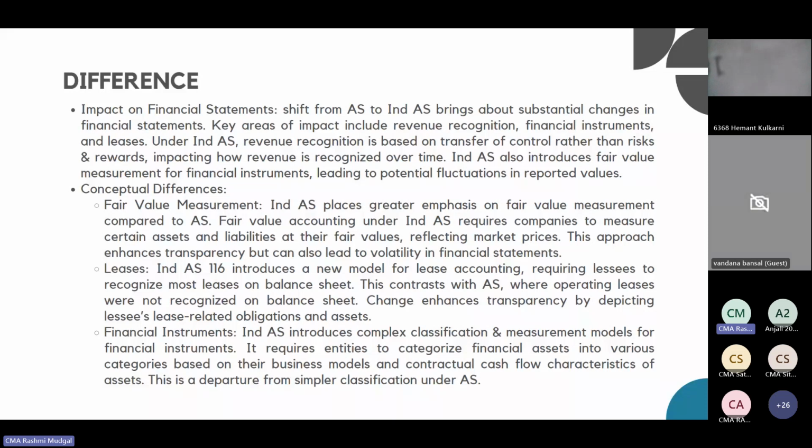Okay, so what happened here? We have already made a point that we need to think about fair value, and it needs to be taken care of without any other values. Okay, so lease is also there.